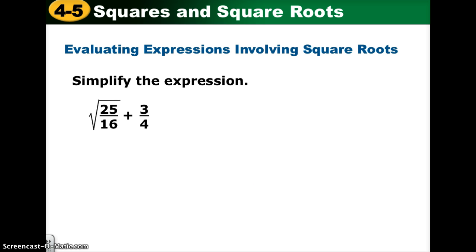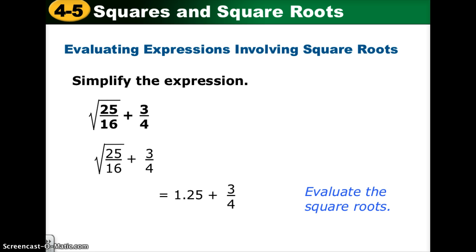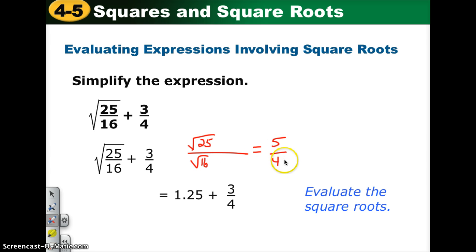What if we have a fraction? If you have a square root with a fraction inside of it, the square root is being applied to both parts of the fraction. So we would evaluate them separately. Think about the square root of 25, and then think about the square root of 16. The square root of 25 equals 5. The square root of 16 equals 4. And so we get 5/4, or 1 1/4. 1.25, or 1 1/4, plus 3/4 will give us an answer of 2.